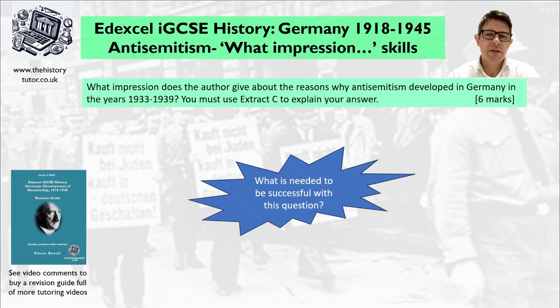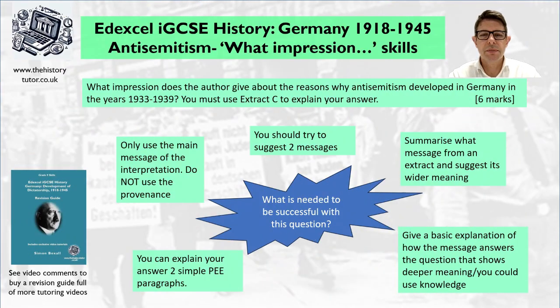So pause me now, have a look through those words in the question and see if you can work out all the skills you need to show. So think about what the word impression means, or explain your answer, or use extract C. What does that tell you need to do? So make a list in your revision guide of all the skills you need to show. Okay, you've got some ideas? Right, so here's what I've suggested.